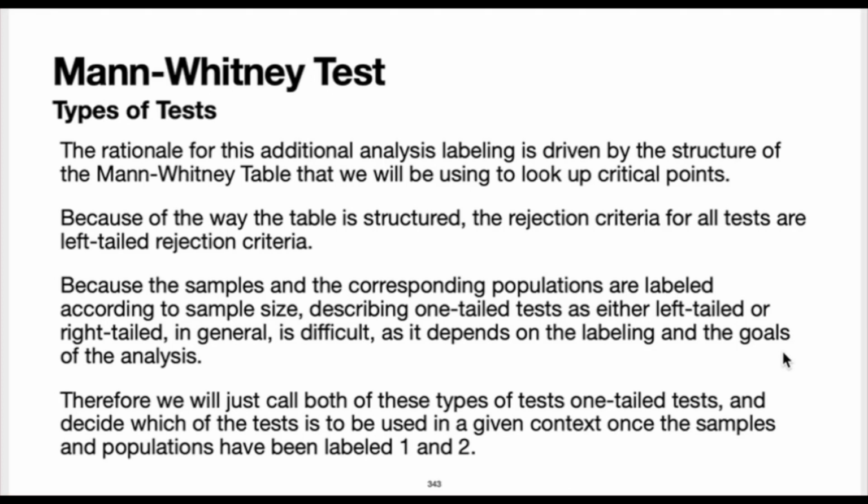In this situation, because the samples and the corresponding populations are labeled according to sample size, describing one-tailed tests as either left-tailed or right-tailed in general is going to be difficult when presenting the material in a general set of notes because it depends on the labeling and the goals of the analysis. And so therefore what we're going to do as I present this and show you the details of the analysis, we're just going to call both of these types of tests one-tailed tests and then decide which of the tests is to be used in a given context once the samples and populations have been labeled 1 and 2 and having taken into consideration the goals of the analysis.